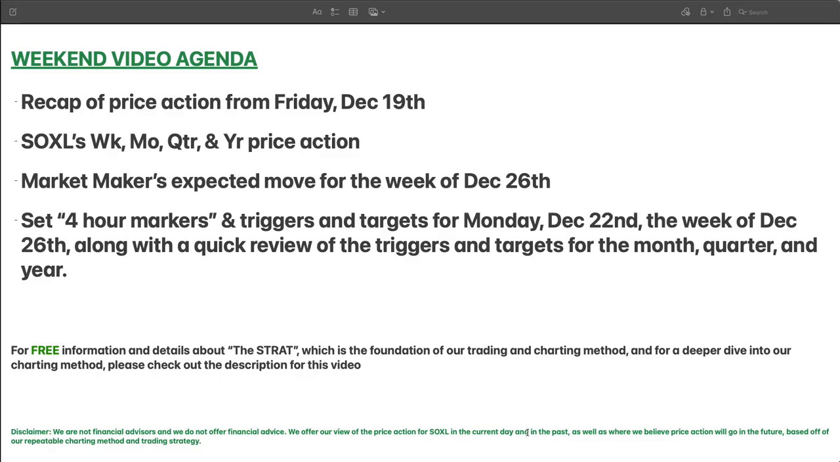First, we'll recap the price action from Friday, December 19th. Then we will zoom out like we always do, get level set, and check the week, month, quarter, and year charts. Then we will look at the market maker's expected move for the week of December 26th, shortened holiday week. And then we'll zoom back in to set the 4-hour markers and triggers and targets for Monday, December 22nd. We'll look at the triggers and targets for the week of December 6th overall. And then we will take a quick review of the triggers and targets for the month, quarter, and year.